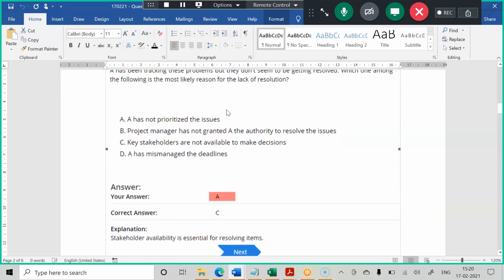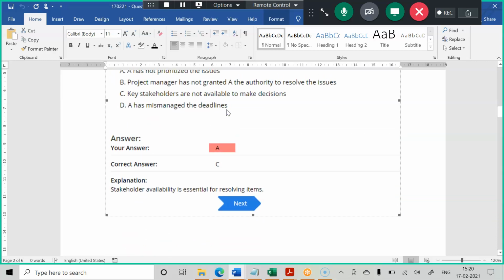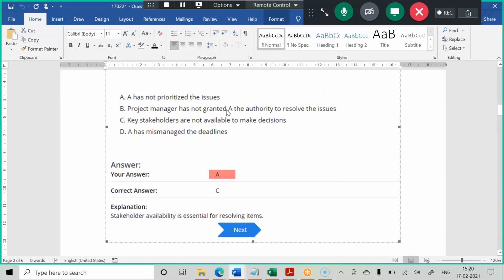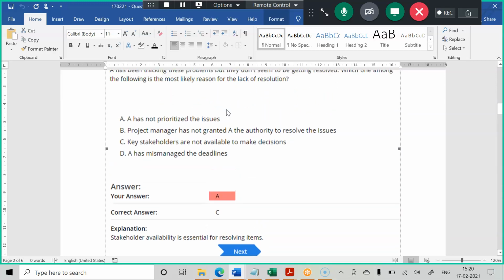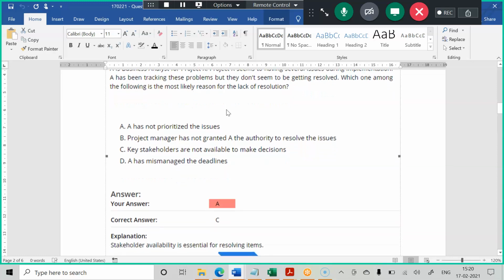Okay, yeah. So C is more relevant, because we need to make a solution, correct. C looks more appropriate to me also. Stakeholders can be technical or business people, so it matters when you make any decision. Yeah, true, true.